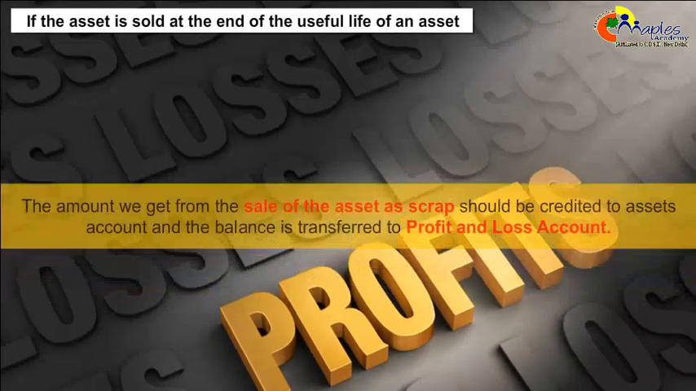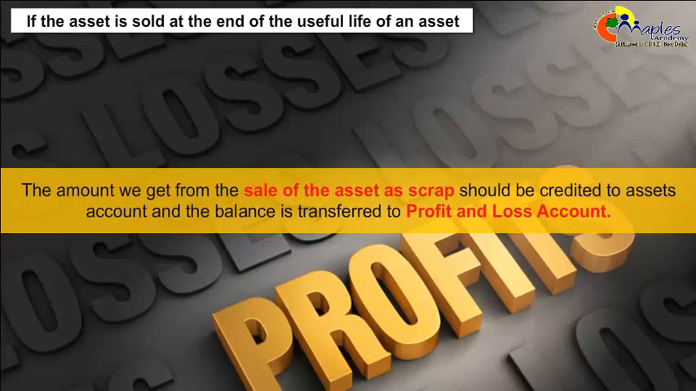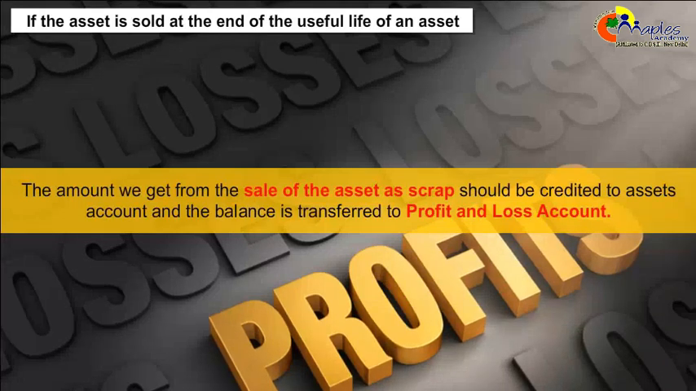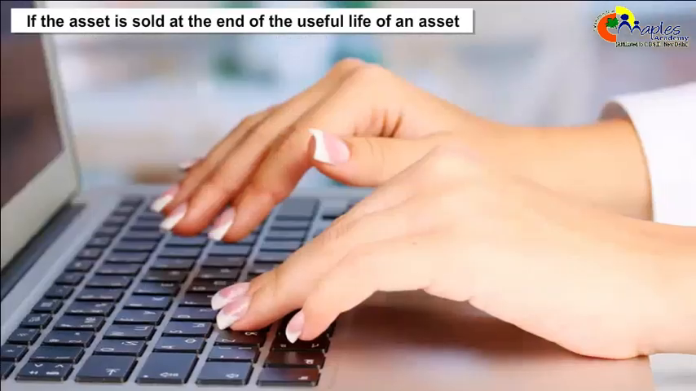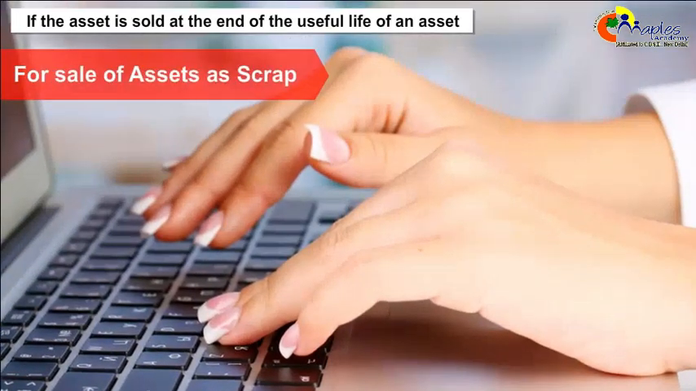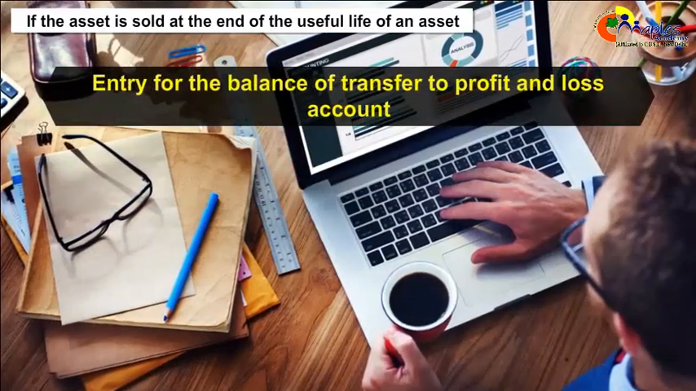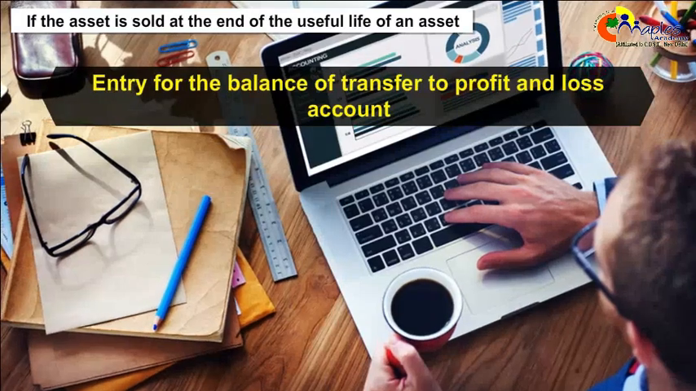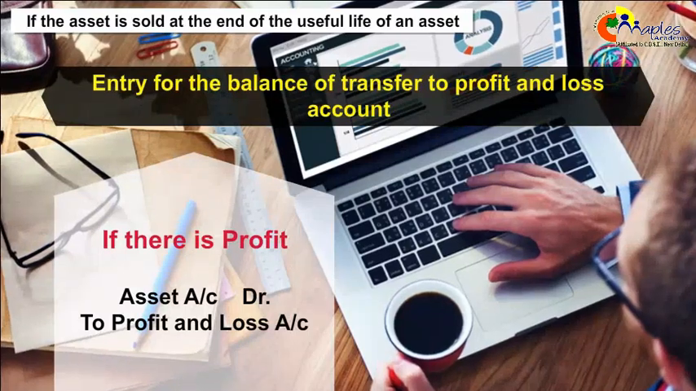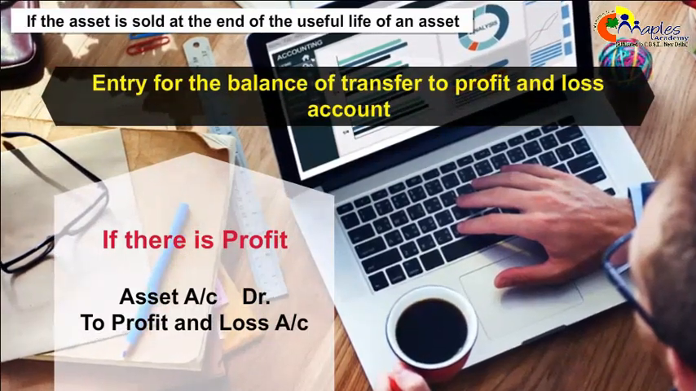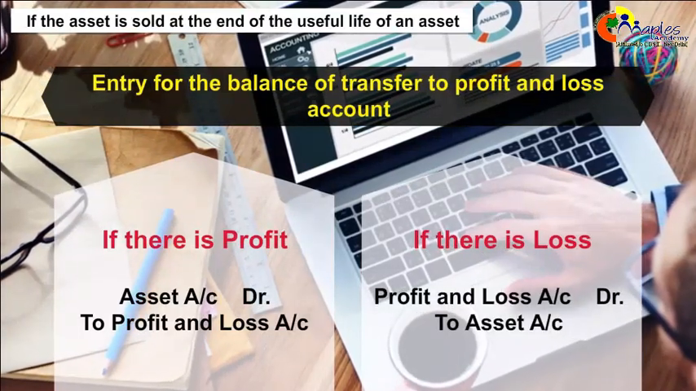In this case, the amount we get from the sale of the asset as scrap should be credited to assets account and the balance is transferred to profit and loss account. The journal entry for the same would be: for sale of assets as scrap, bank account debit to asset account. Entry for the balance transfer to profit and loss account. If there is profit, asset account debit to profit and loss account. If there is loss, profit and loss account debit to asset account.